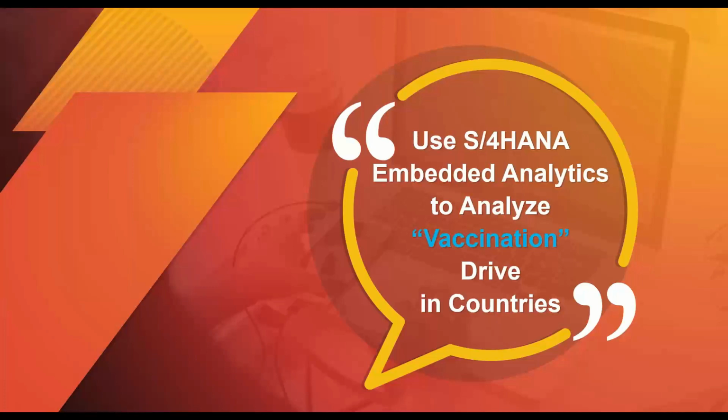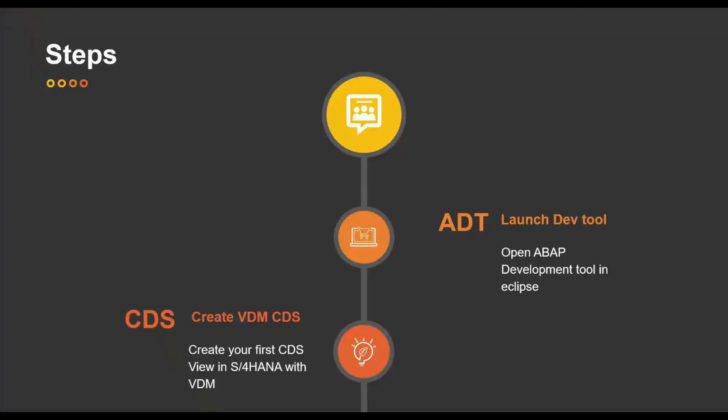So we will start this by building a CDS view. Let's look at the flow, how we are going to do this development end to end. The very first step is I'm going to launch our development tool, the so-called ABAP Development Tool on Eclipse, or ADT. Then we will start with CDS. CDS stands for Core Data Services. That's the new way of developing applications in the S4 HANA world.